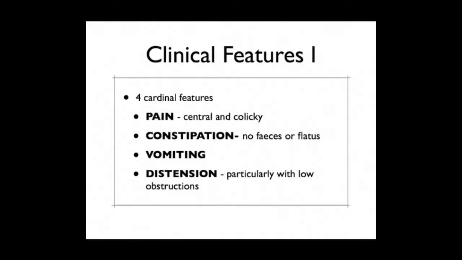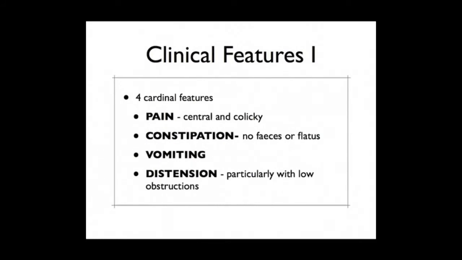So, the four features of obstruction. Firstly, you get pain, which is central and colicky in nature. In small bowel obstruction, it's going to be central, isn't it? Yeah, because as we described, that's where the small bowel is. Yeah, and also because it's a midgut structure, and pain that's referred from midgut structures goes to the epigastrium. If it was in the large bowel, it might be slightly lower down because hindgut causes pain fairly low down.